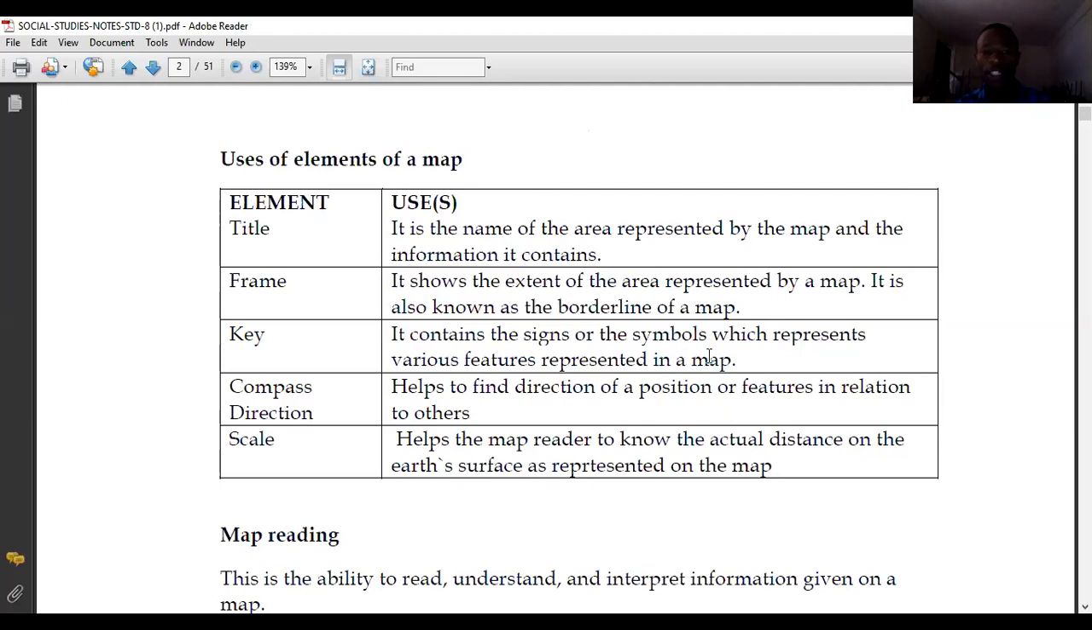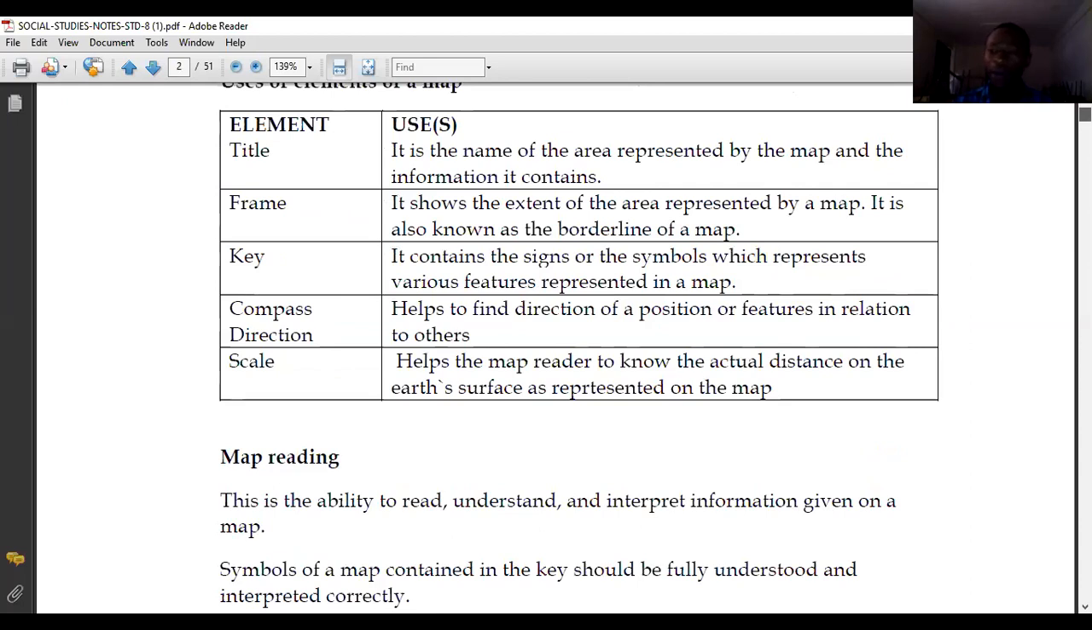Key, to contain signs and the symbols representing various features in a map. Then we have the compass direction, which helps to find the direction of a position or features in relation to others. Then the last one is the scale, which helps the map reader to know the actual distance on the Earth's surface as represented on the map.